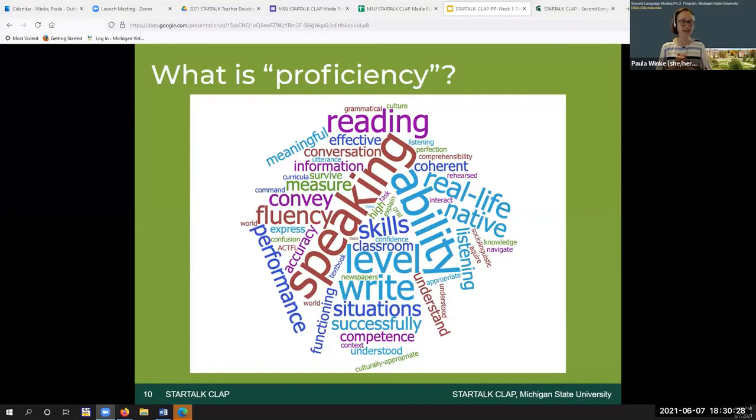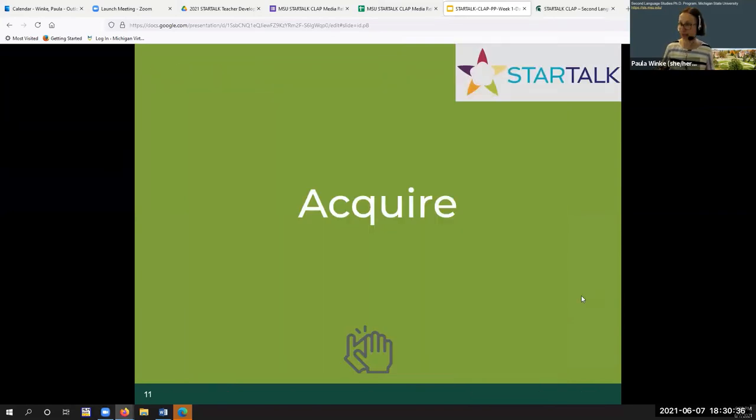Can everyone see my screen? It's the same one that Liz just had up. So what we're gonna do over the next half hour is I'm gonna lead you through a little bit of StarTalk's plan for acquire. What are the three steps? Many of you who have been in StarTalk before know: acquire, process, and apply. Those are the three fundamental steps in language acquisition that StarTalk follows. So we're using those steps in our workshop as well.